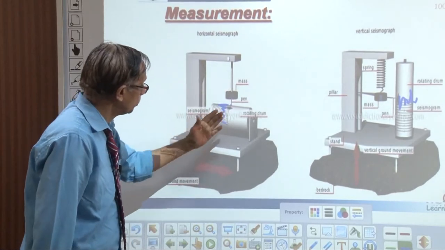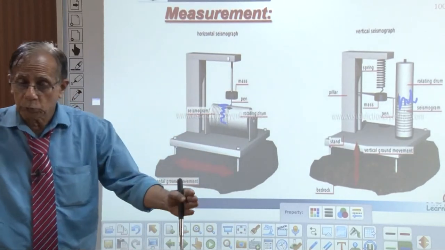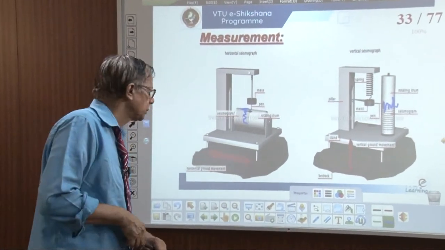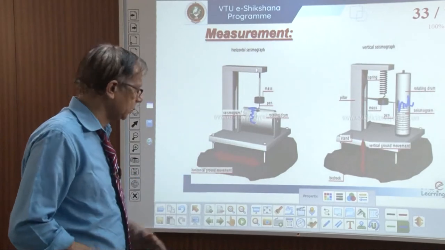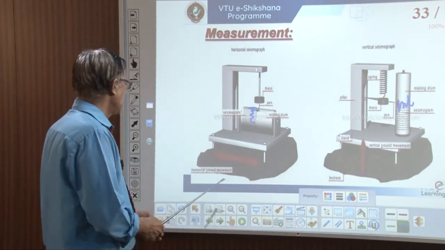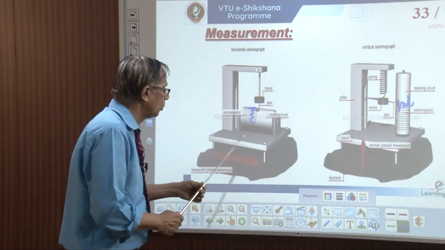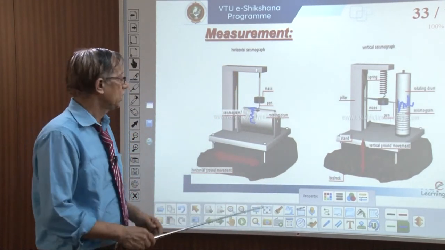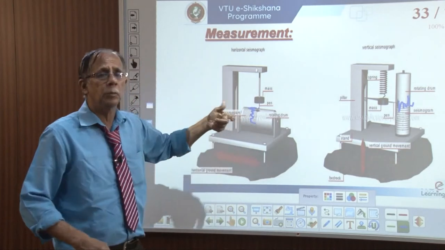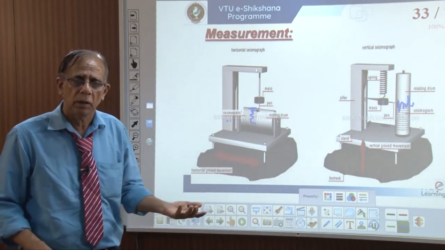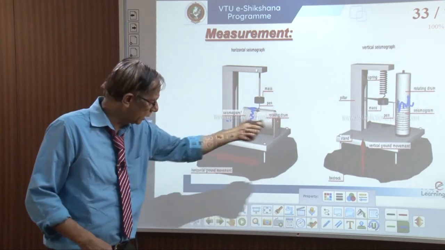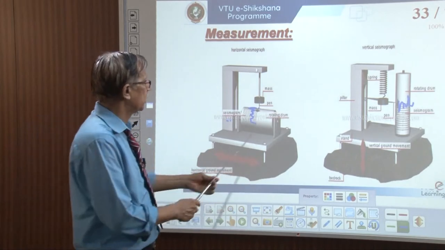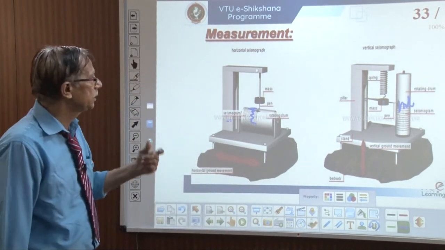Now, if I have two separate instruments or only one instrument made complex, complexity increases, it all depends on our liking. But the principle is, I can record horizontal ground movement and vertical ground movement if I have two instruments. The speed of rotation I can control, as I have said, once in 24 hours I can take the record and study, or once in a month, like that. So, these are the sensitive instruments to record.